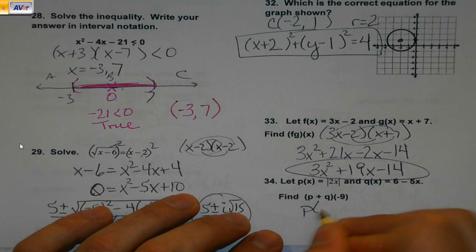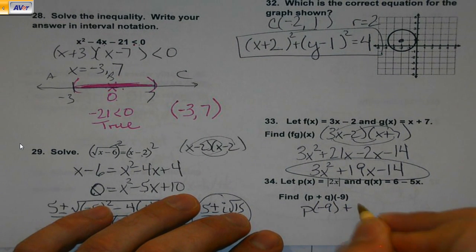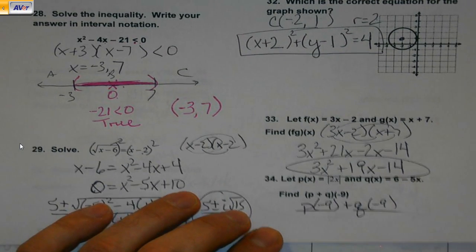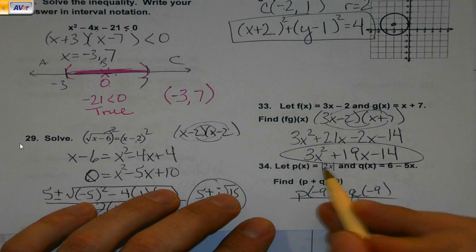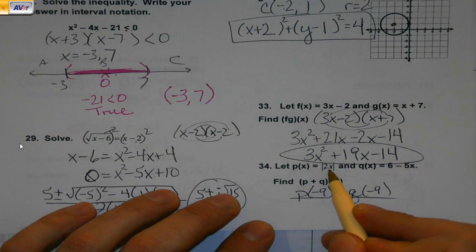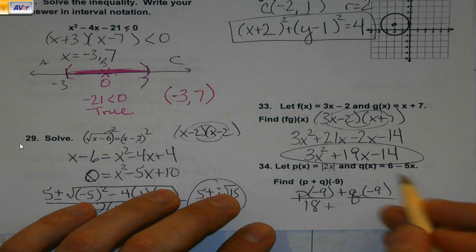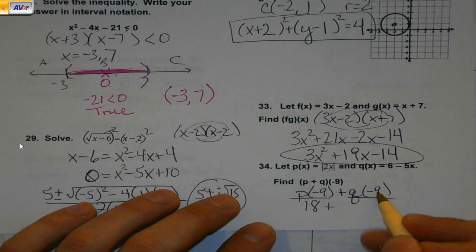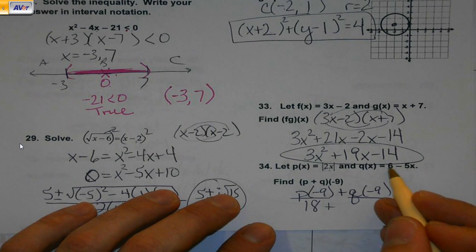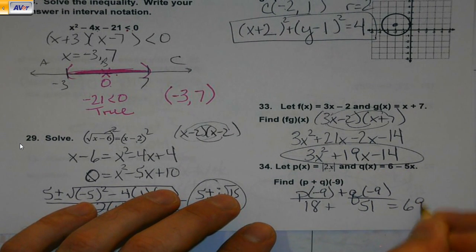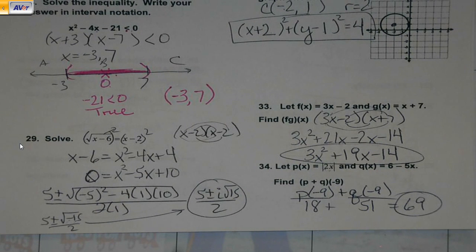And then my last function down here at the bottom, find p plus q of negative 9. In other words, plug in negative 9 to p, get an answer. Plug in negative 9 to q, get an answer, and then add them together. 2 times negative 9 is negative 18, but it's absolute value. So that'd be 18. Negative 5 times negative 9 is 45. 6 plus 45 is 51. Add those guys up.